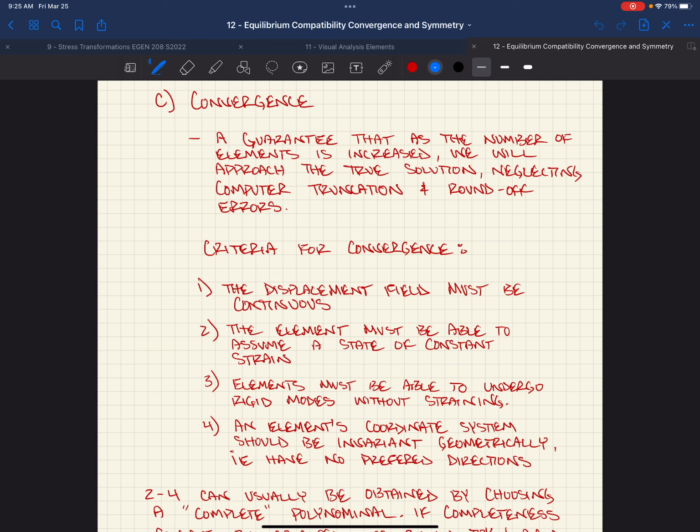Equilibrium, compatibility, convergence, all right? A guarantee that as the number of elements is increased, we will approach the true solution, neglecting computer truncation and round off errors, right? We talked about computer issues when we are calculating things, the fact that we can only go, Adam talked about in class 2, right? You can only go to 16 digits. In some cases we have computations that have, say, 333 out on into infinity. Well, we're not going to be able to capture all of that, so that creates error.